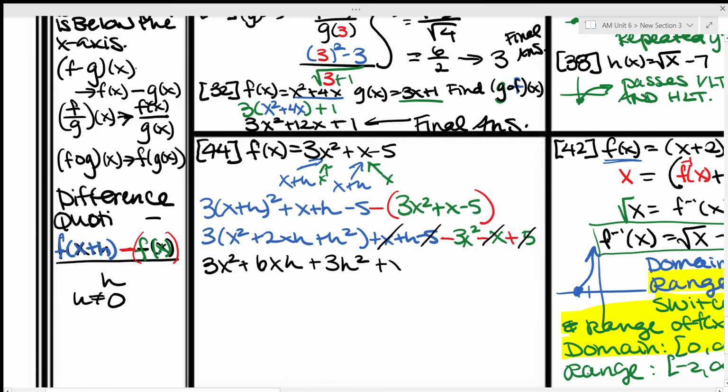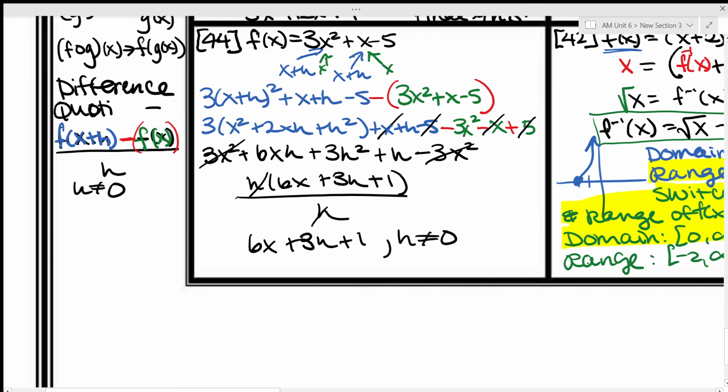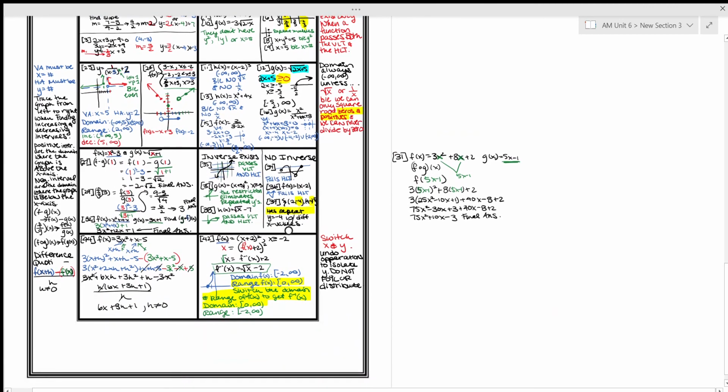Okay, so now I just have the plus h and plus 3x squared. Nope, minus. Okay, so then those will cancel. And all I have is terms with h left over, so I'm going to factor it out. And then when I divide by h, those will cancel, giving me 6x plus 3h plus 1, where h does not equal 0. Final answer. All right, I will do the rest of the study guide in another video.